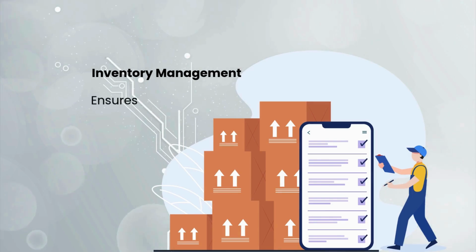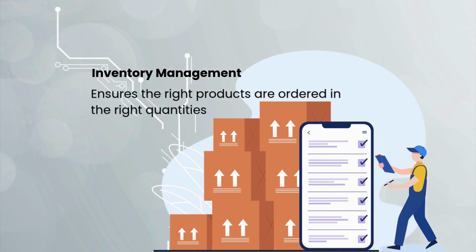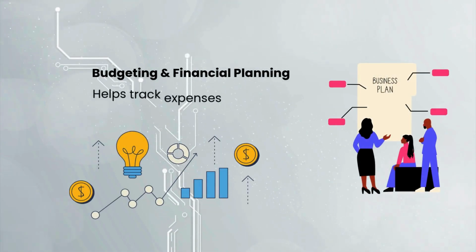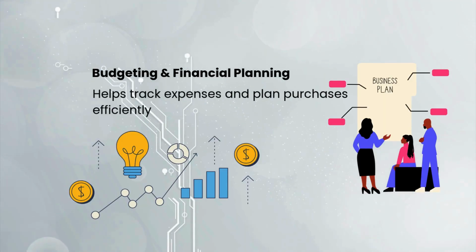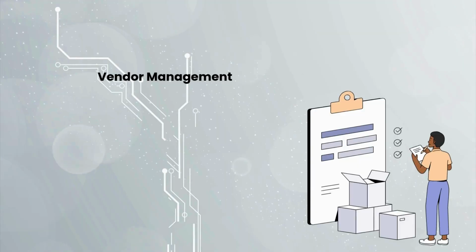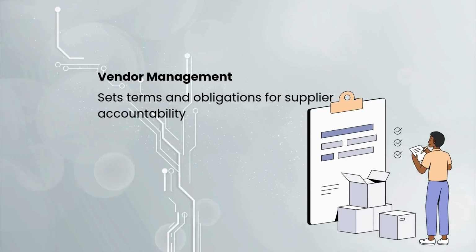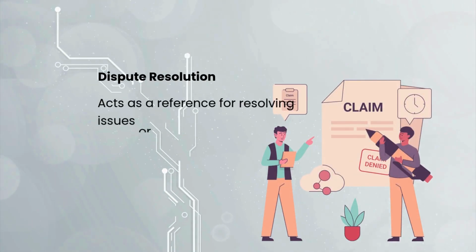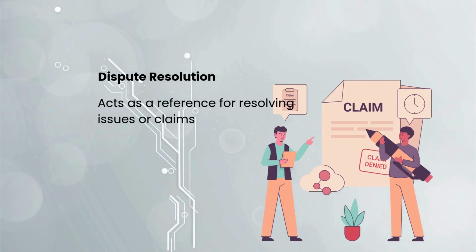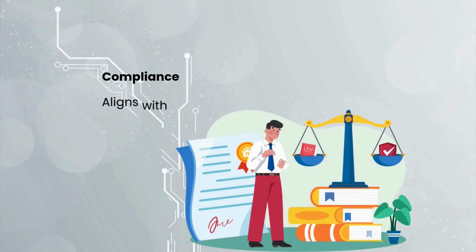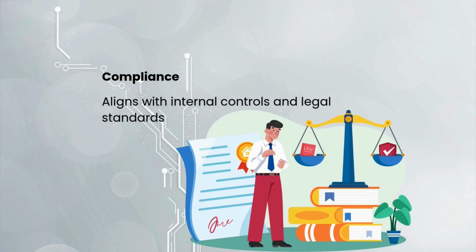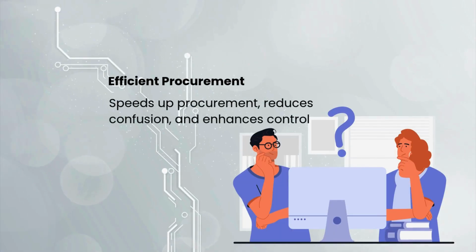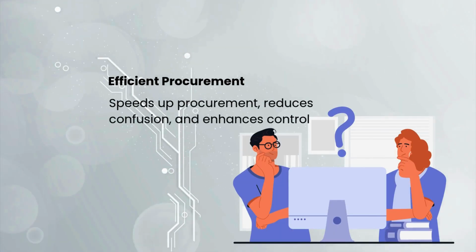Inventory management: ensures the right products are ordered in the right quantities. Budgeting and financial planning: helps track expenses and plan purchases efficiently. Vendor management: sets terms and obligations for supplier accountability. Dispute resolution: acts as a reference for resolving issues or claims. Compliance: aligns with internal controls and legal standards. Efficient procurement: speeds up procurement, reduces confusion, and enhances control.